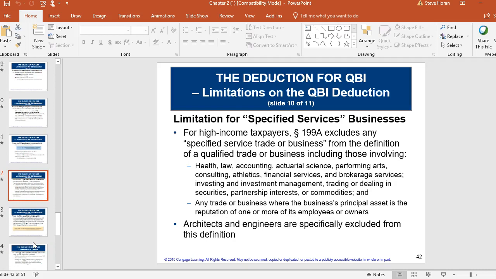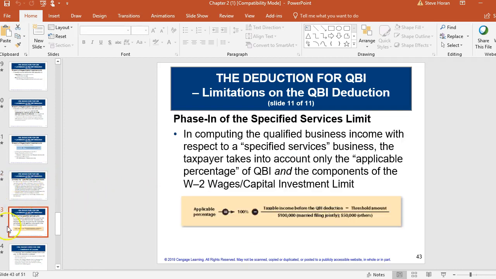And then we've got the specified services, right? So we talked about what some of those specified trade services are. I mentioned a few, and this takes the ones you mentioned earlier and expands on that a little bit. We mentioned doctors and lawyers. This is health, law, accounting, actuarial, performing arts, consulting, athletics. Professional athletes. You can see what all those are right here. And for whatever reason, architects and engineers were excluded from that. I don't know why, but they were. Apparently, their lobbyists are really good.